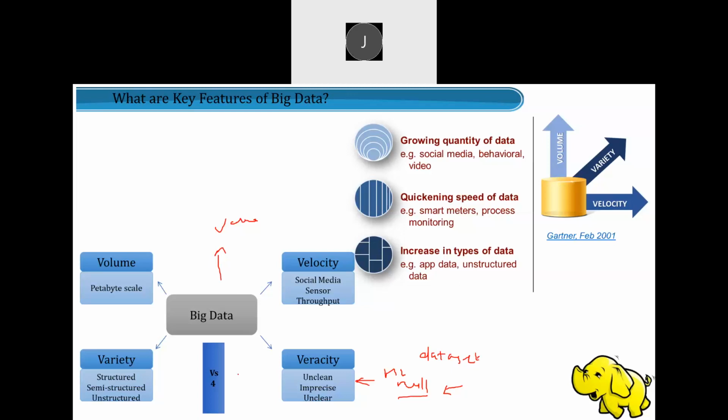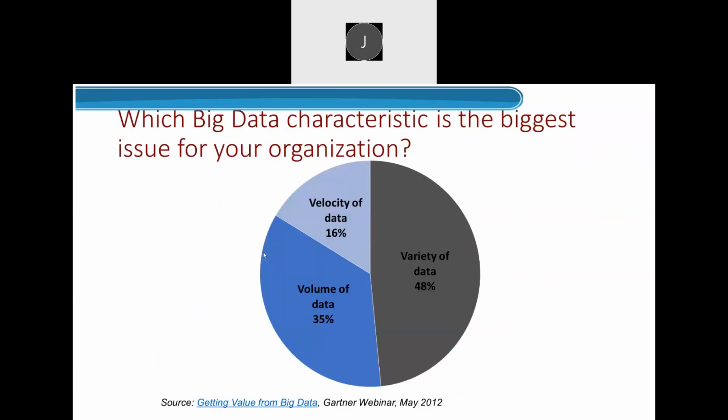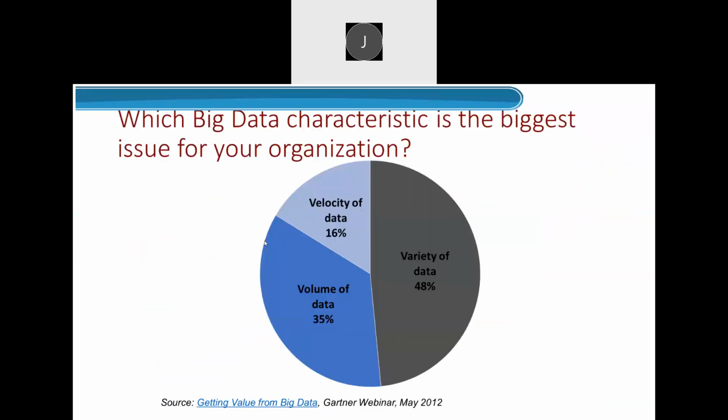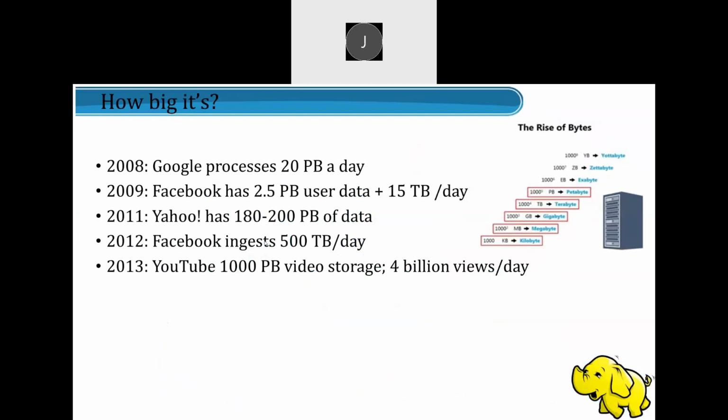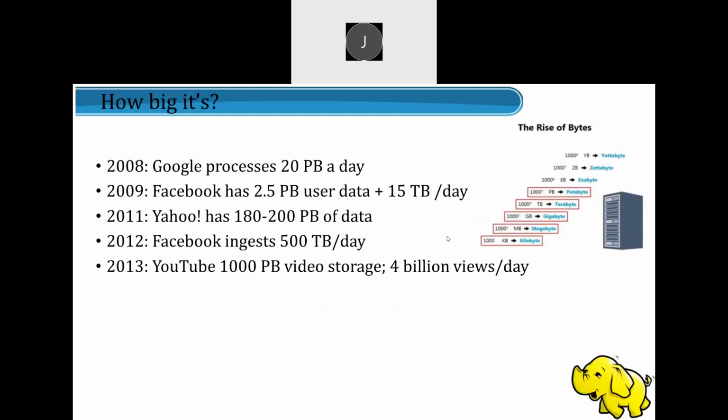This volume, velocity, variety and veracity, I told that day itself, but I thought that I will tell again. Is this fine? They may ask you what is big data. That time you can say, a data which has all these characteristics, we can call it big data. I have the definition also, I think. It refers to a data set which is too large and too complex for ordinary computing devices to process. This we call big data.